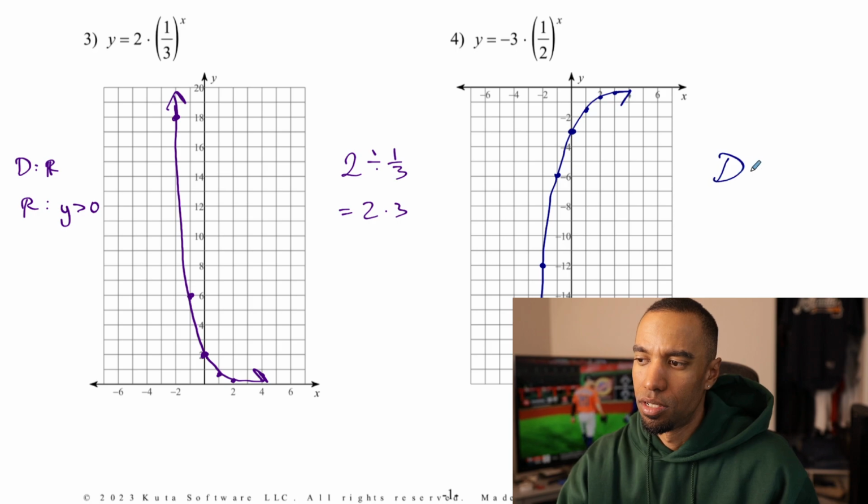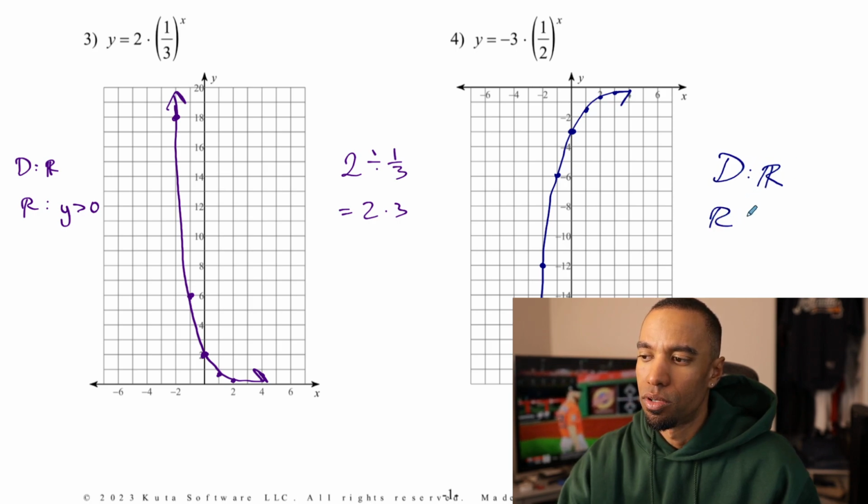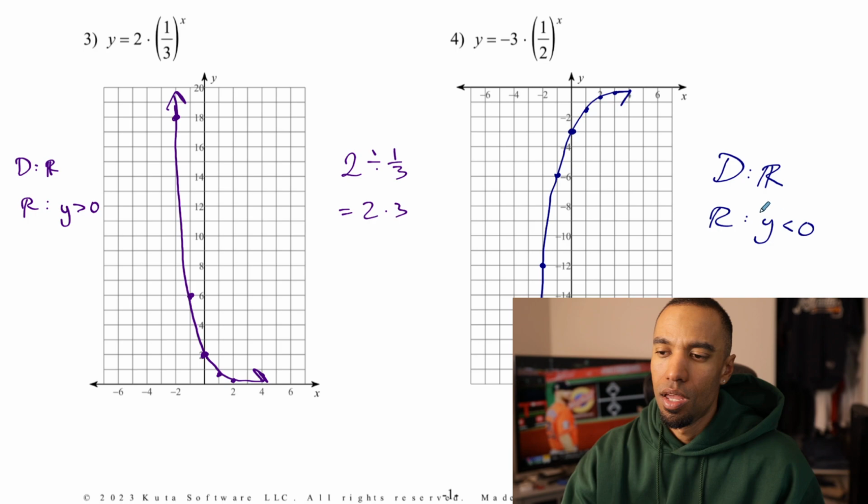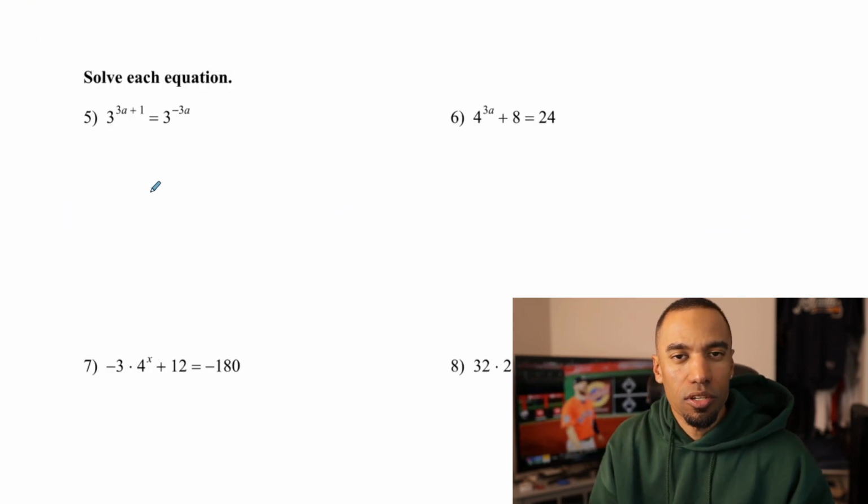Domain all real numbers. I don't really ask them about domain and range right now. Range y is less than 0. That is skill 18. 3 skills down, 7 to go.